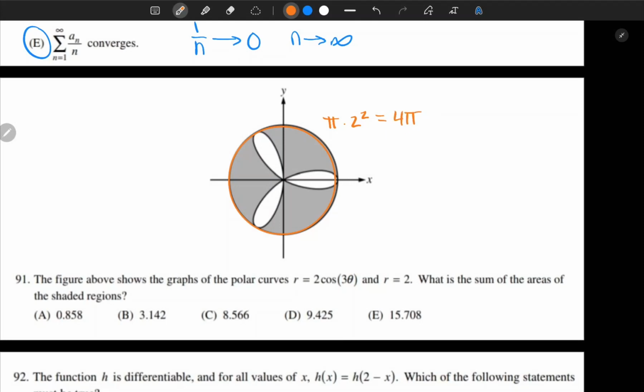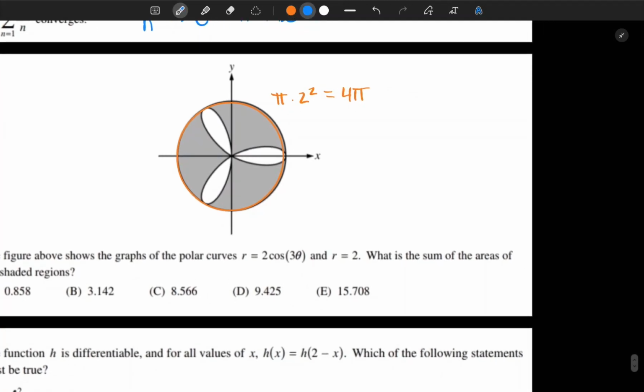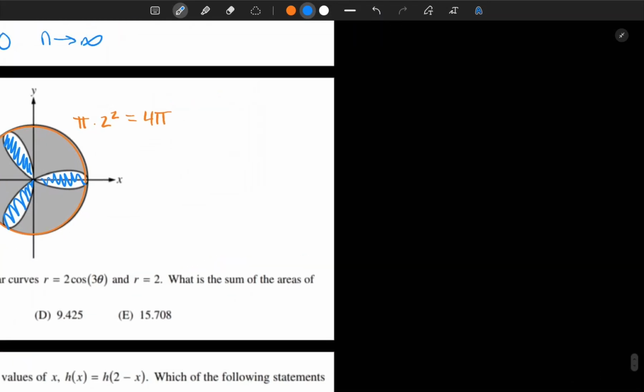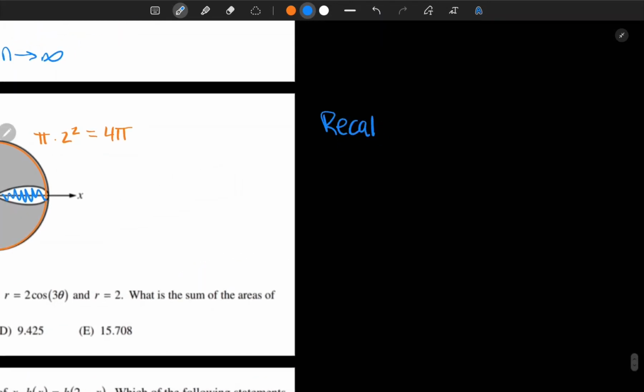Then we wish to find the area of this blue shaded region here. But we recall that the area of a polar curve, so the area that a polar curve traces out, is given by the integral from alpha to beta, where alpha and beta are angles. So it's the integral from alpha to beta of 1/2 times r squared d theta.